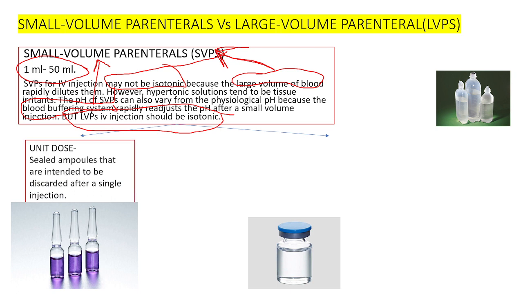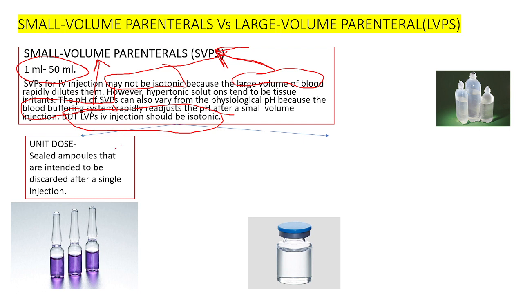Examples of small volume parenterals are unit dose, that is sealed ampoules. See, these are the ampoules, an example for unit dose. This can be used for single use. We need to break this glass and we can take the dose for single time administration. Hence it is single dose.